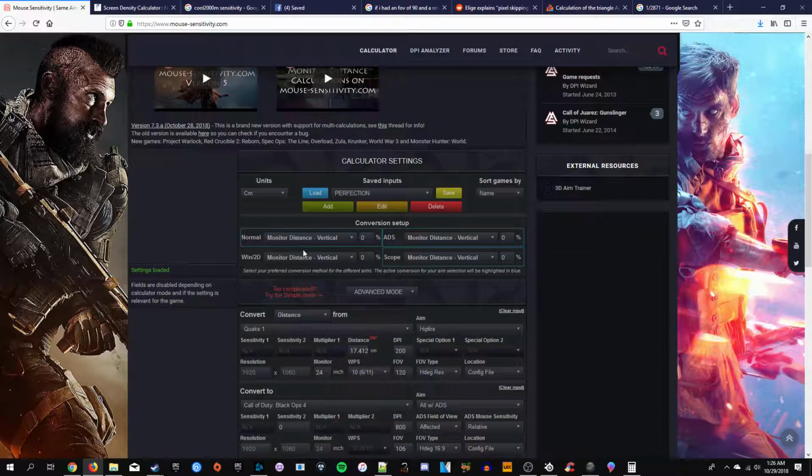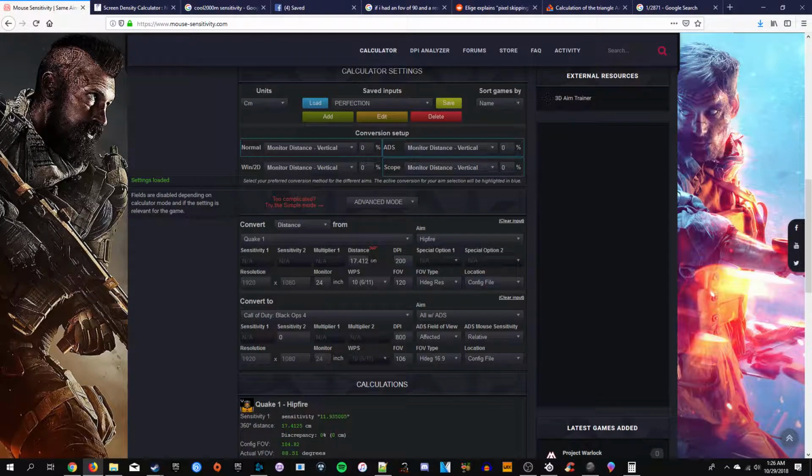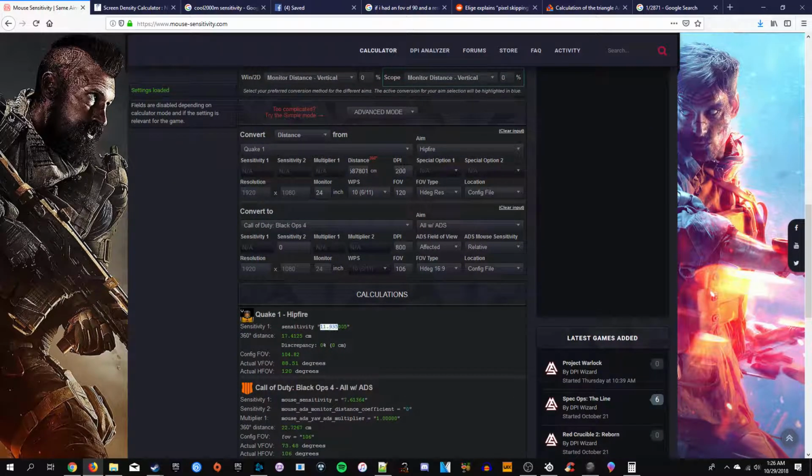So what you want to do is monitor distance vertical. Set this all to 0, and go to distance, and just type whatever you found into that and type in your DPI here. This is going to be the sensitivity to end all sensitivities for your monitor. Make sure you have native resolution. If you have a lower or stretch resolution, this isn't going to work, because I don't know, it's different.